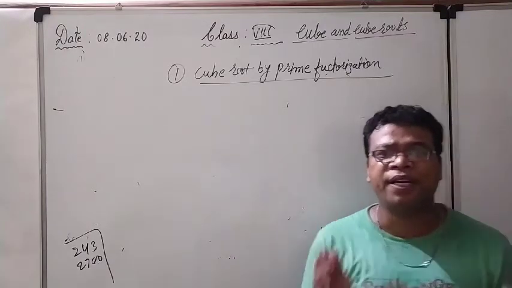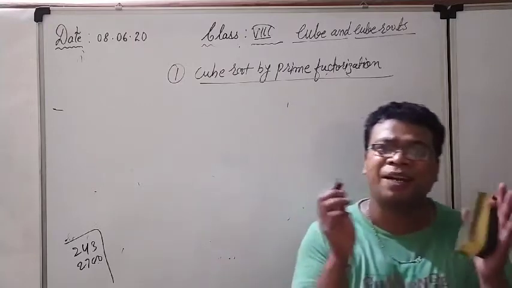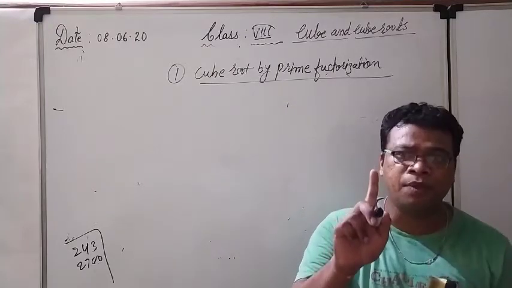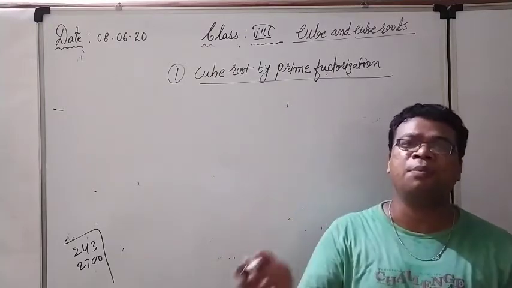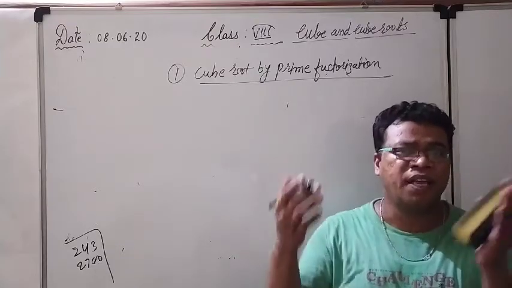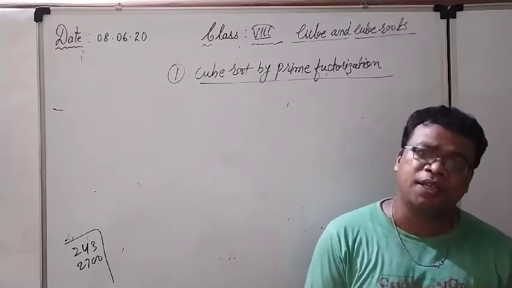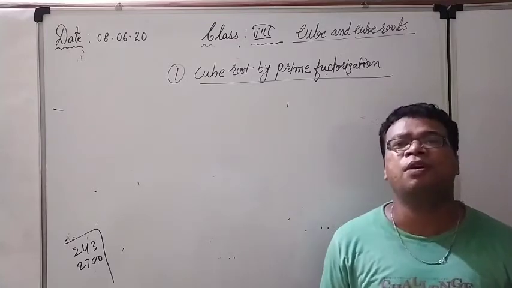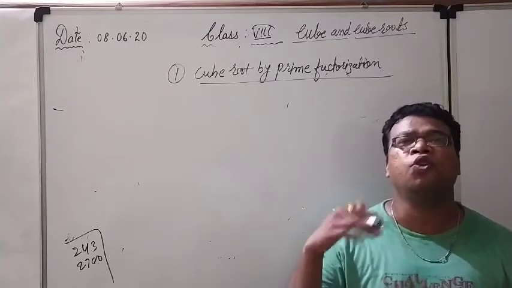And for every triplet we have to consider that particular digit only one time, and for how many digits are coming in a triplet, we will take the digits, and after that we will multiply the digits, and whatever answer comes in front of us, it will be the answer of the cube root.